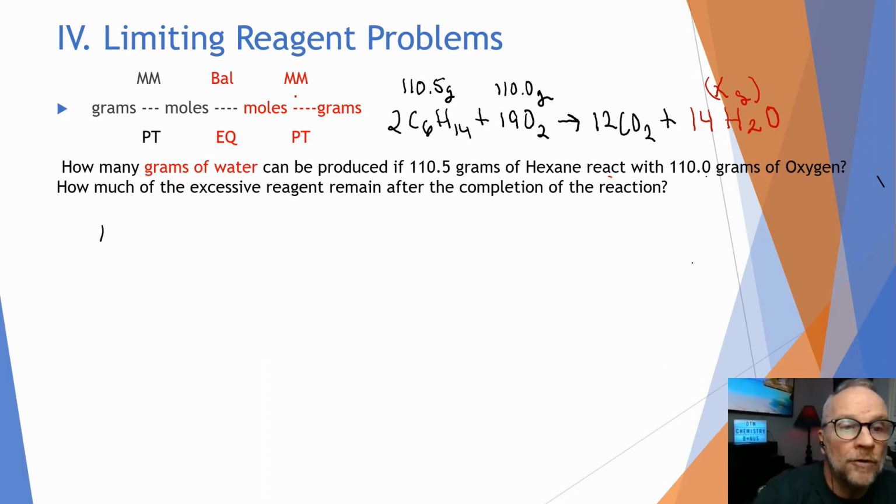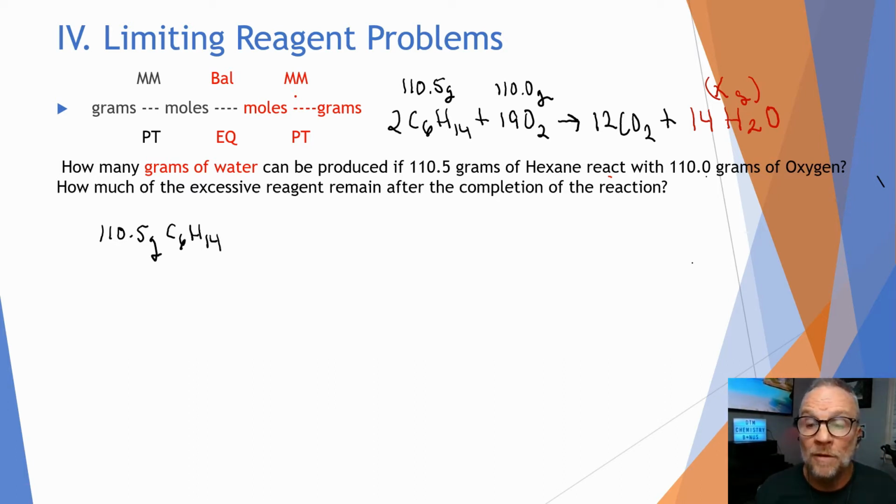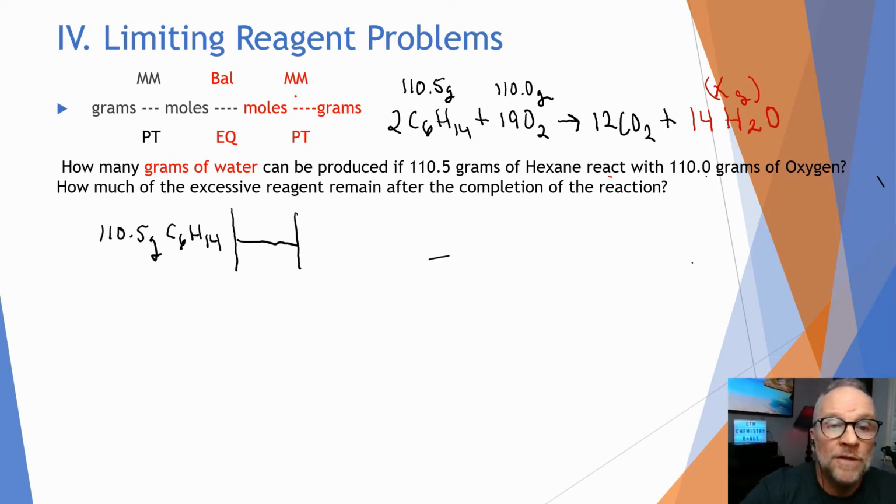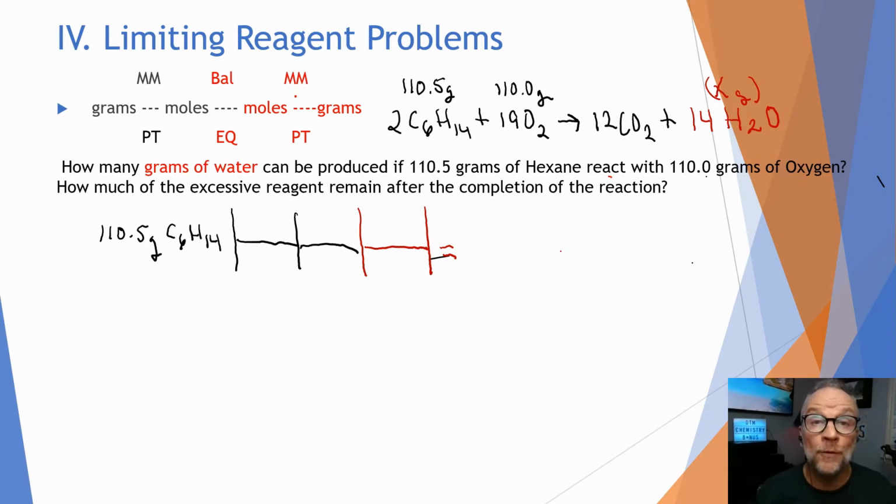So we've got 110.5 grams of hexane, C6H14, and what we're going to do is work grams to grams and then pick the one that produces the least number of grams as our answer, because that's the limiting one that will show up there. So let's do that. We're going to work a grams to grams type of problem. We'll color code it here a little bit to help us out. Fun, right? In any grams to grams type of stoichiometric problem, you will have 3 steps.